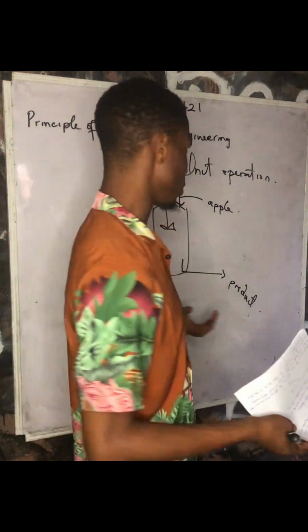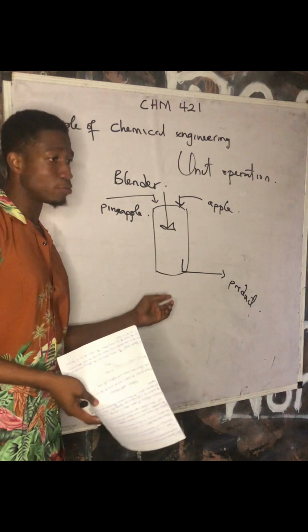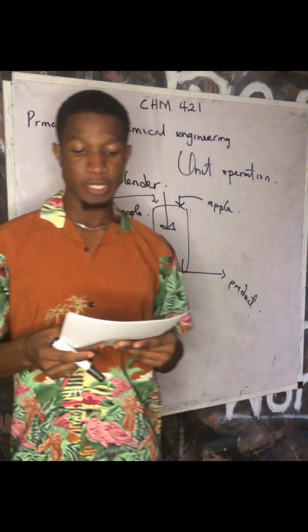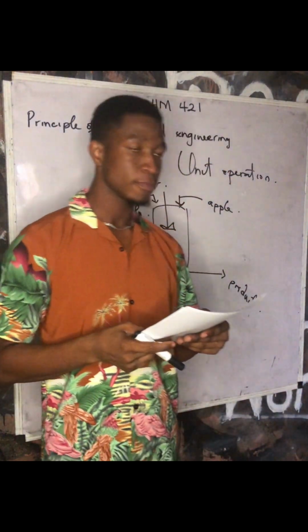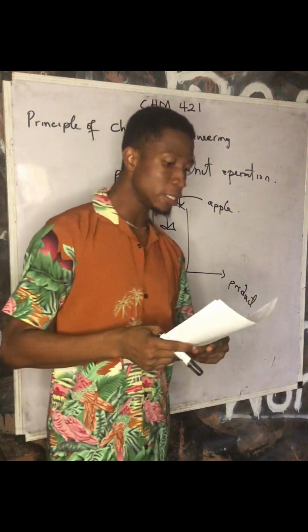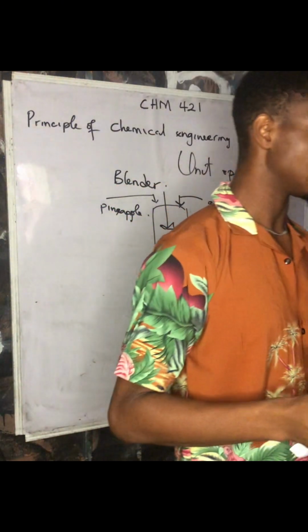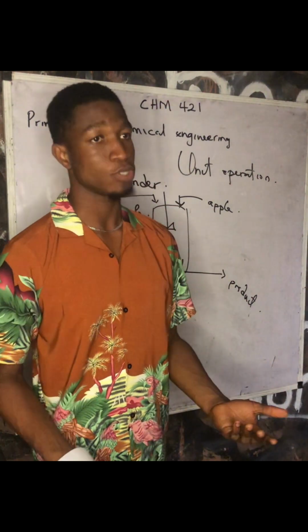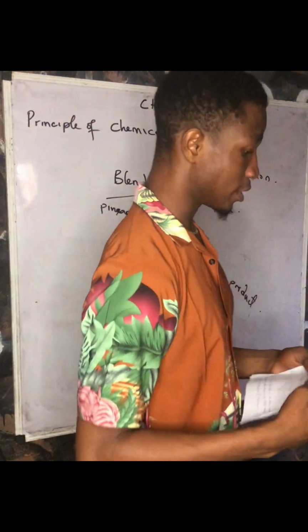Just like what I just said: you put in apple, you put in pineapple, and then you get the product. So unit operations are the stages or steps involved in the transformation of material into product. And it is mostly a physical process. I do not say it's always a physical process, just that it's mostly a physical process.